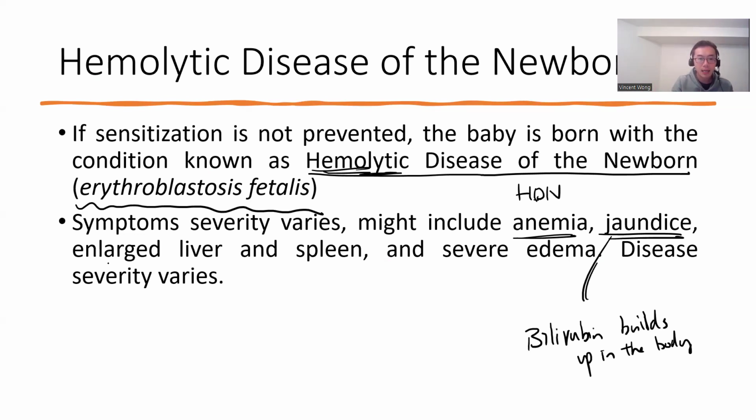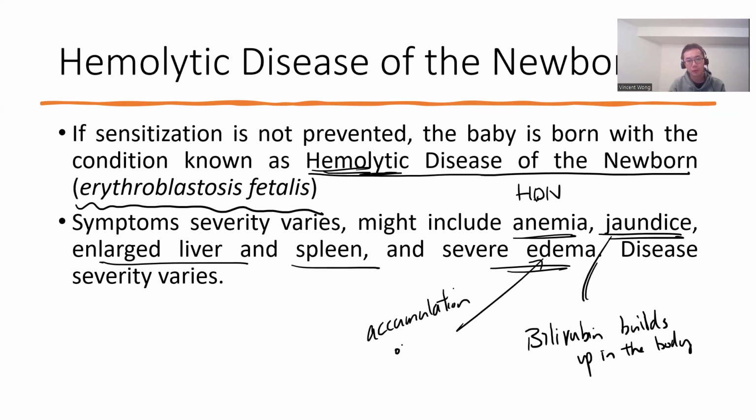They also have enlarged liver and spleen, because the liver and the spleen is where you break down red cells. Right? So all these red cells that are dying, they get trapped in the liver and the spleen. The spleen and liver are working extra hard. They become enlarged. Next, severe edema. Edema is like accumulation of fluid in tissue.